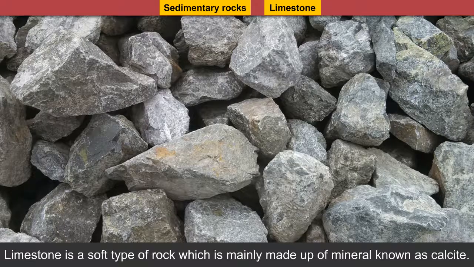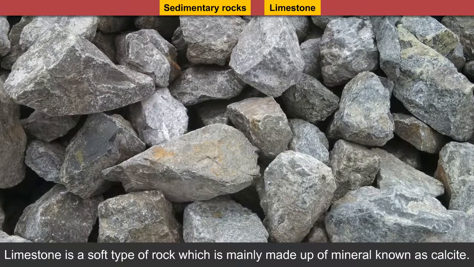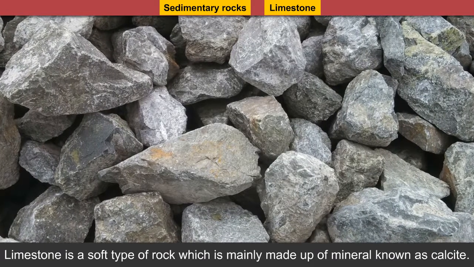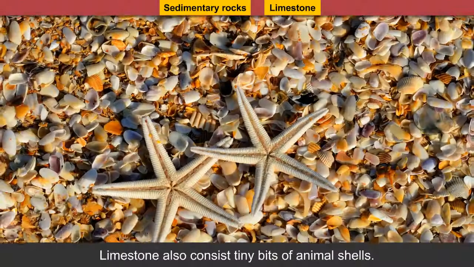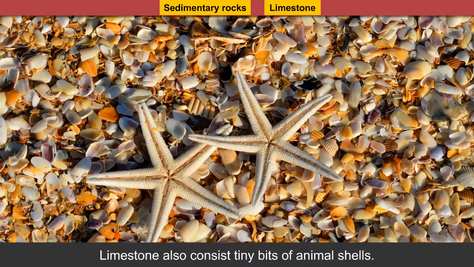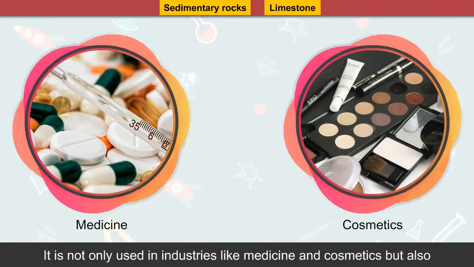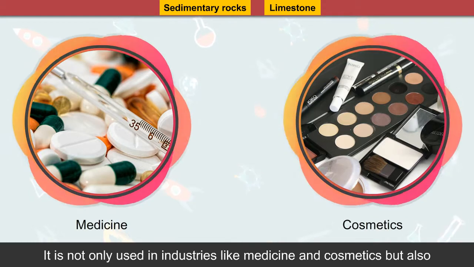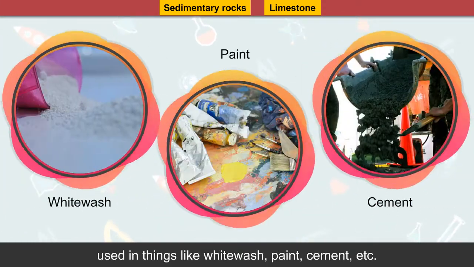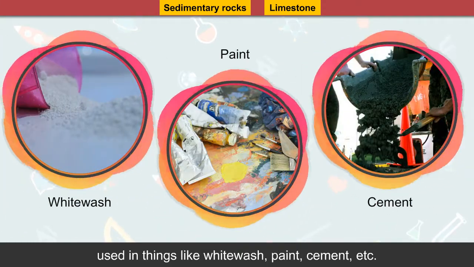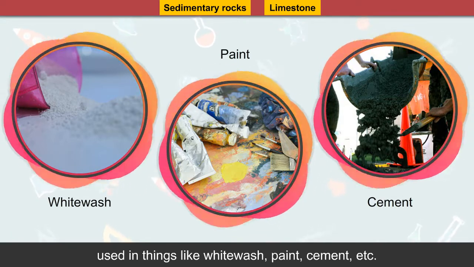Limestone. Limestone is a soft type of rock which is mainly made up of minerals known as calcite. Limestone also consists of tiny bits of animal shells. It is not only used in industries like medicines and cosmetics, but also used in things like whitewash, paint, cement, etc.